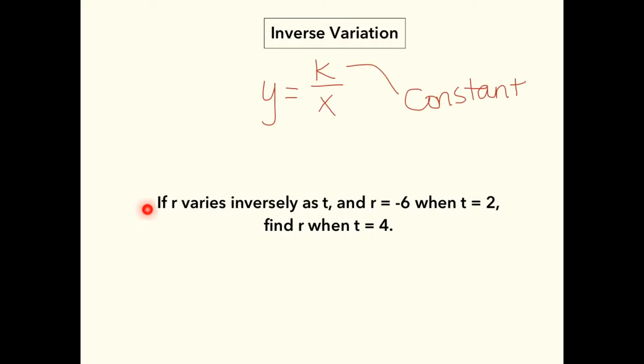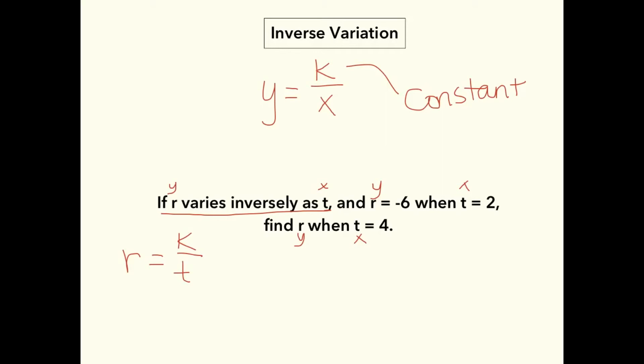So let's look at this example. Now you have an r and a t. You may get different letters, but if you want to remember them as y and x, you can do that too, if that helps you. But I do want you to get used to seeing the different letters, so that's why I'm going to use r and t. This tells you that if r varies inversely as t, we're going to use our inverse equation. And again, that's the same as y equals k over x: r equals k over t.